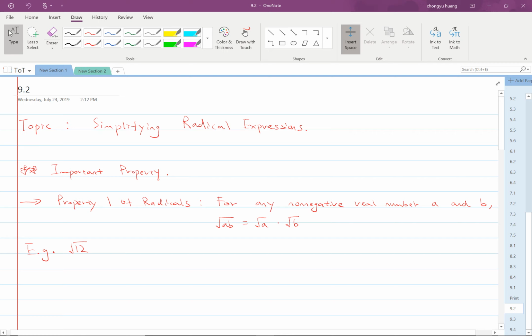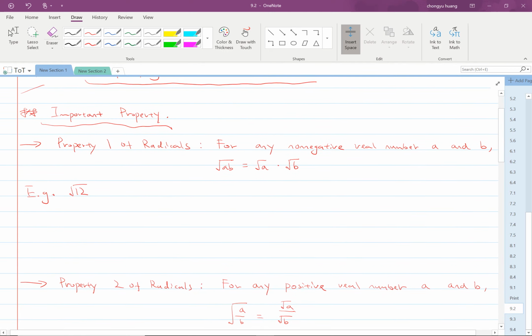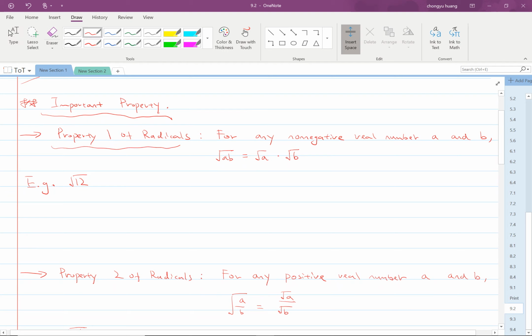Okay, so hello everyone. Our topic today is simplifying radical expressions. We have some really important properties in this topic, so let's go straight to the first property of the radical.